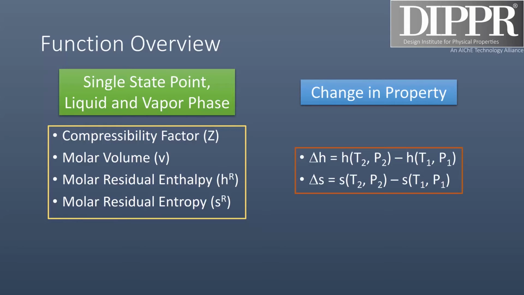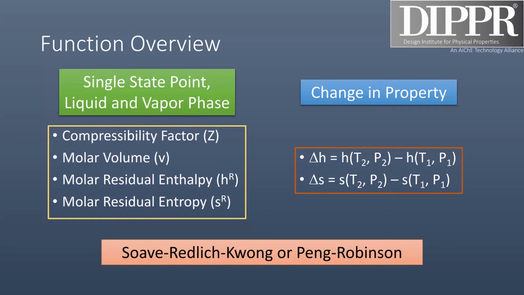Functions are also provided that calculate the change in enthalpy and entropy between two states at T1P1 and T2P2. These functions will use the DIPPR properties to determine the phase of each state. If the phase is a solid at one or both of the state points, an error is returned. An error is also returned if either of the state points is at saturation, as the functions do not allow specification of the fraction vaporized. Each value may be calculated using either the Soave-Redlich-Kwong or the Peng-Robinson Equation of State.